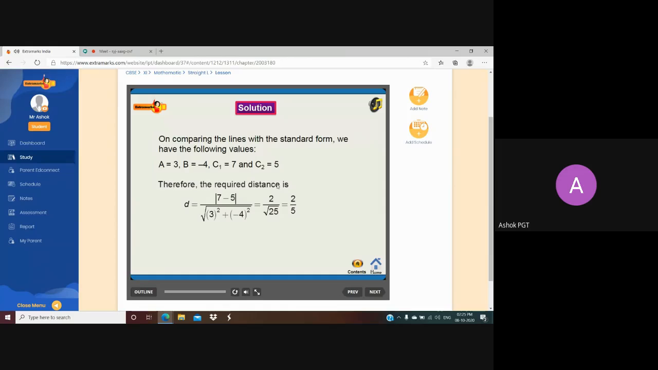Students, you just observe it. The formula I told you is the modulus of c1 minus c2. In place of c1 they put 7, in place of c2 they put 5, and then divide by root over a square plus b square. In parallel lines, the coefficient of x and the coefficient of y will be the same. Hence, a is equal to 3, b is equal to minus 4. When we simplify it, we get the answer as 2 by 5.